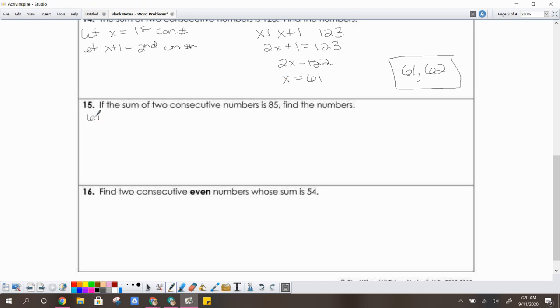All right, so we're going to let x be the first one. Then we're going to let x plus 1 be the second one. So it's saying the sum of the two consecutive numbers is 85. So x plus x plus 1 equals 85. So we have 2x plus 1 equals 85. Subtract 1, divide by 2. So our first number is 42, and then the second number would be plus 1, so 43.